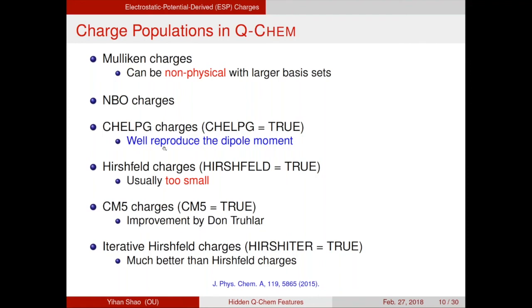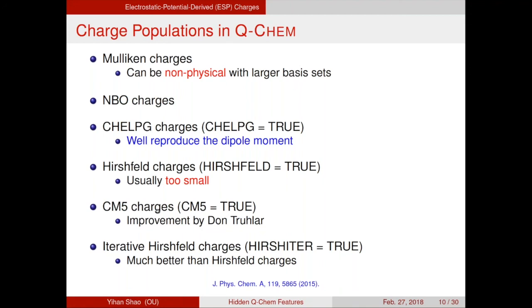and ESP charges suffer from the underdetermination, namely that when you have buried atoms, then the charges of the buried atoms are underdetermined. But if you have small molecules, they might work the best. And iterative Hirshfeld, I think, will be good if we have a large molecule with buried atoms. But the problem there is that we don't have an adequate gradient for iterative Hirshfeld. We do have an adequate gradient for Hirshfeld itself, but not for iterative Hirshfeld.